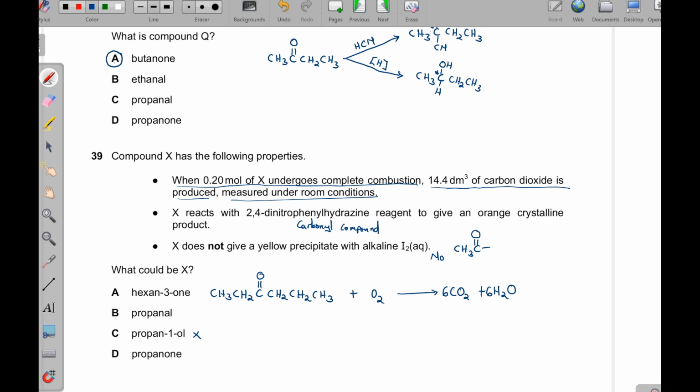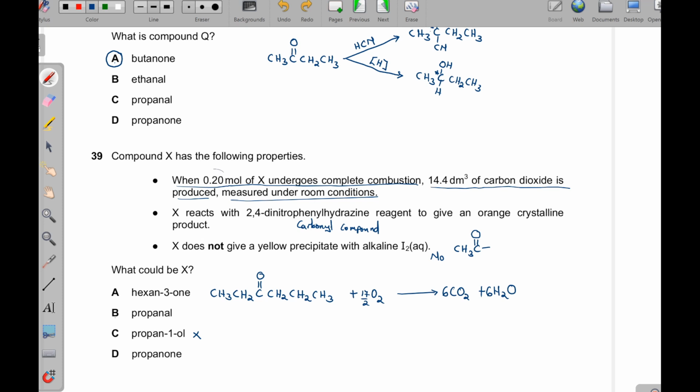That means I will put a 6 here. And then oxygens, how many? These are 6 plus the 12, that will be 18. Since I have 1 here, I will need 17 here. I will divide it by 2, because remember you'll have 17 divided by 2, then times the 2 that is here, so you will remain with a 17. You get that? Okay.